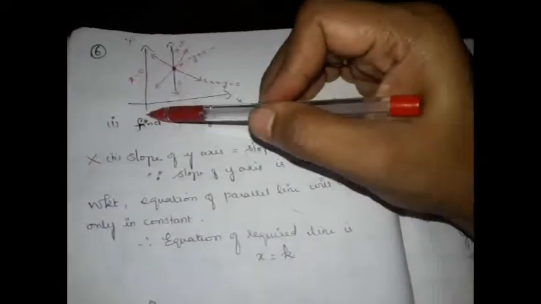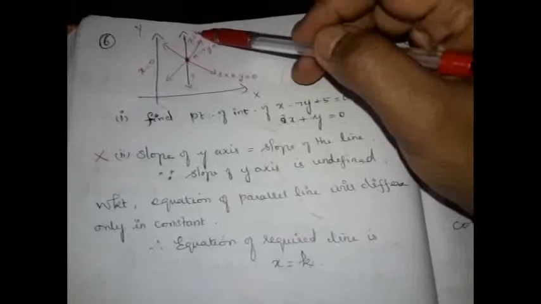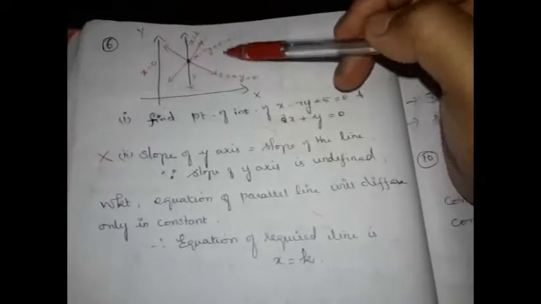That's it. I repeat, the equation of the line which we need to find is parallel to the y-axis. The equation of the y-axis is x equal to 0. Therefore, the equation of the parallel line is going to be x equal to k. Now our aim is to find k. For that they have given you a clue that the line passes through the point of intersection of another two lines.